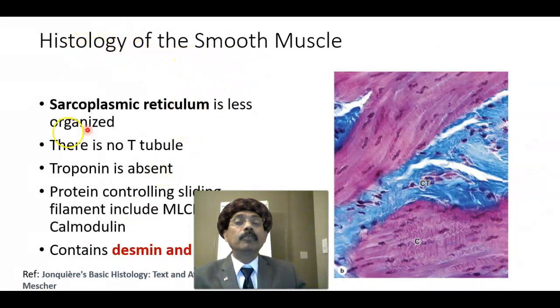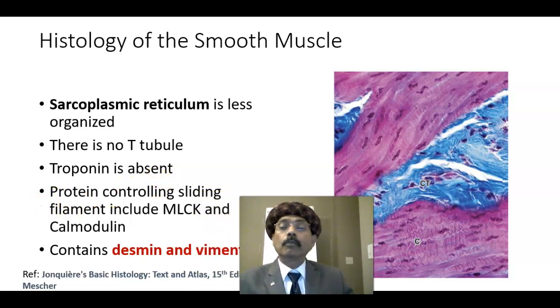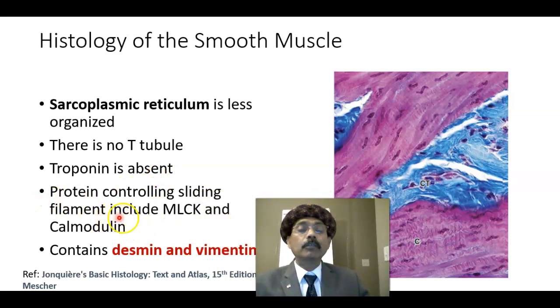Histology of the smooth muscle. Sarcoplasmic reticulum is less organized. What is sarcoplasmic reticulum? That is the smooth endoplasmic reticulum of the muscle cell. There is no T tubule. Troponin is absent. Proteins controlling the sliding filament include MLCK.